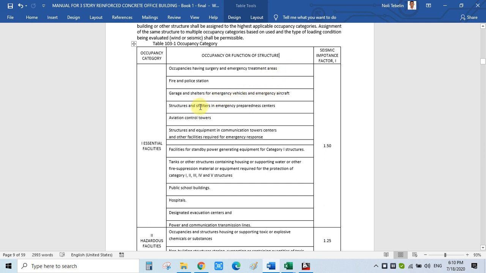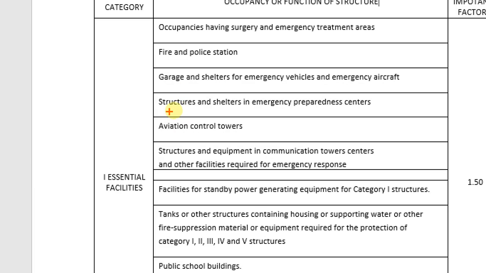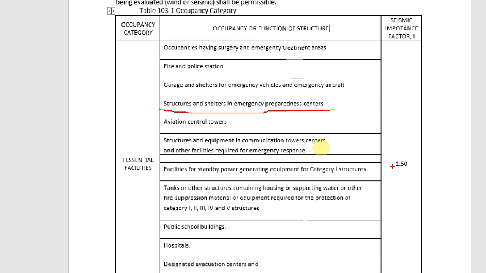And ito, structures and shelters and emergency preparedness center. So, ang gusto ko lang malaman dito ay ang seismic importance factor. Kasi pag essential facilities, 1.5 yung factor niya. So, gagamitin kasi ito sa earthquake design. Okay?